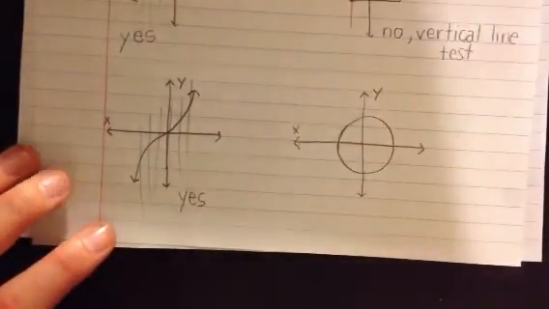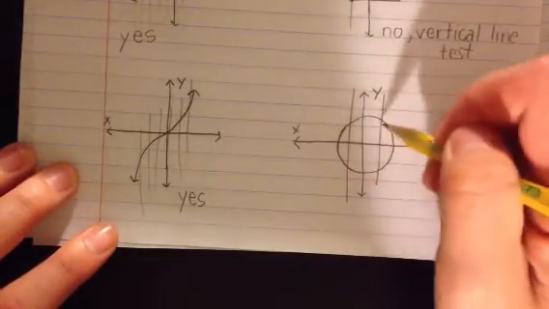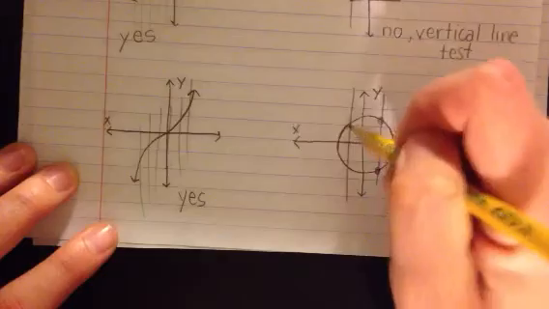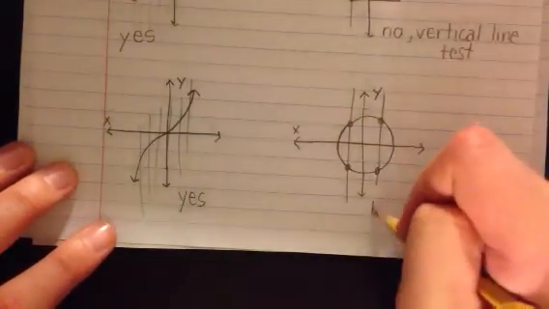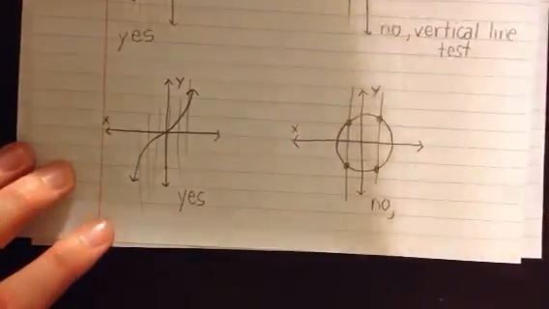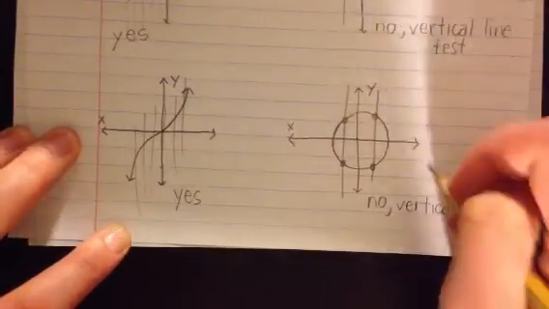Looking at this last figure here, we have a circle. Drawing a vertical line any place on this circle, it passes through 2 points. So that means no, it's not a function because of the vertical line test.